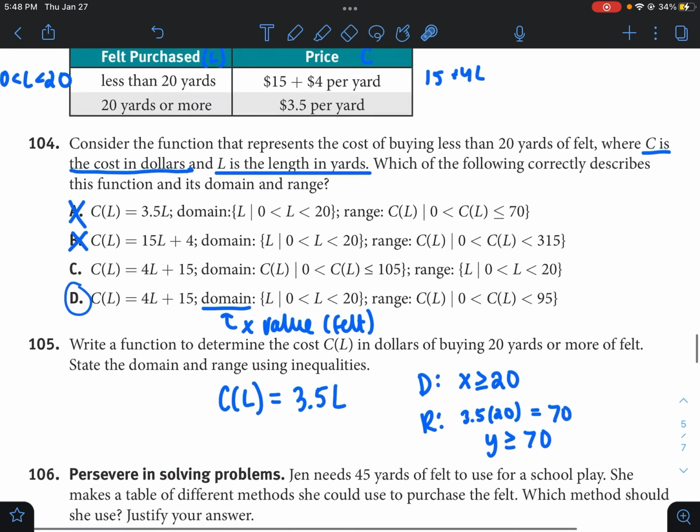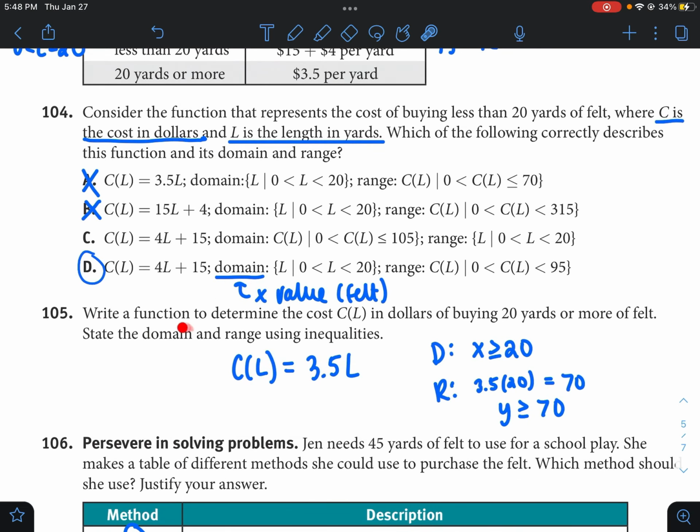All right, 105 says write a function to determine the cost of buying 20 yards or more. So we're looking up here. So it's 3.5 per yard. So it's just C of L is equal to 3.5 L. What's the domain and range? Well, the domain is how much we're buying. So we're buying more than or equal to 20 yards. So x is greater than or equal to 20.